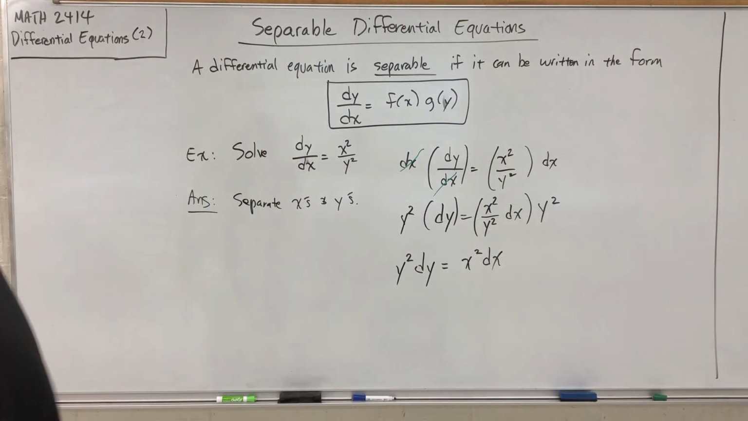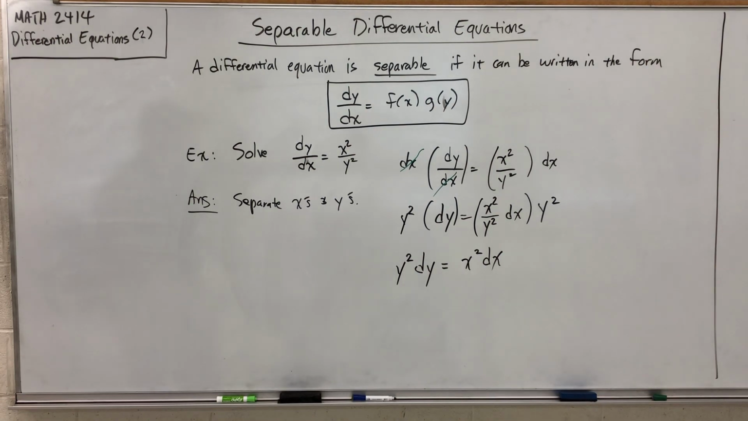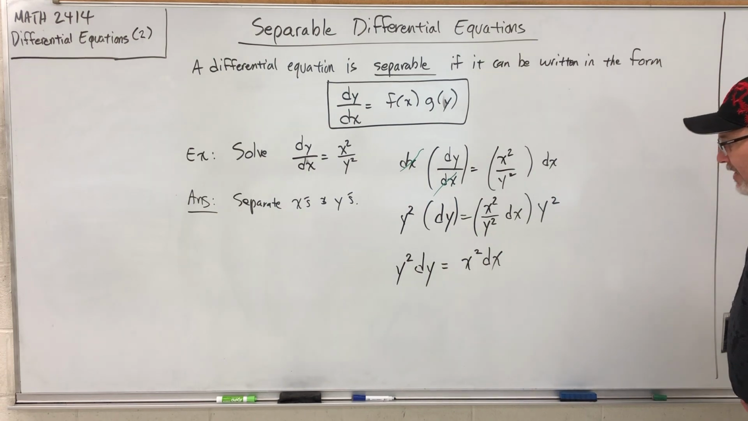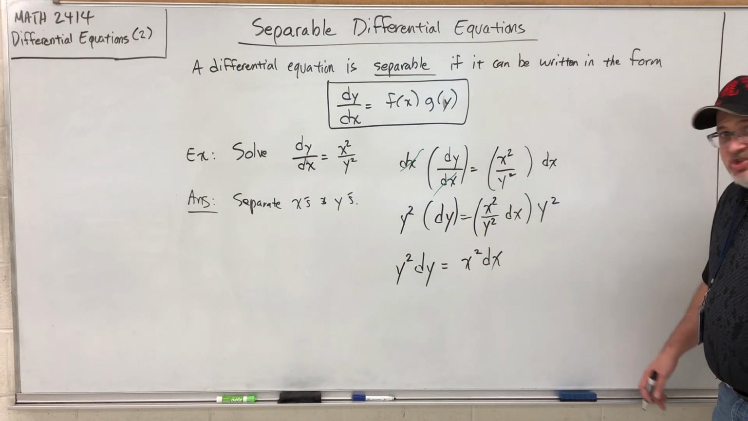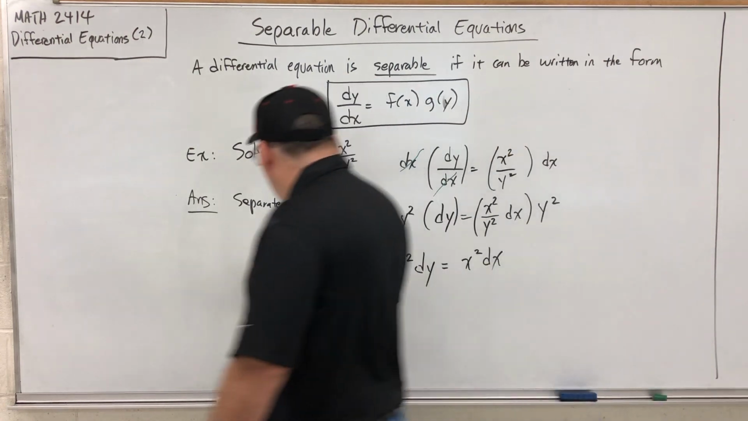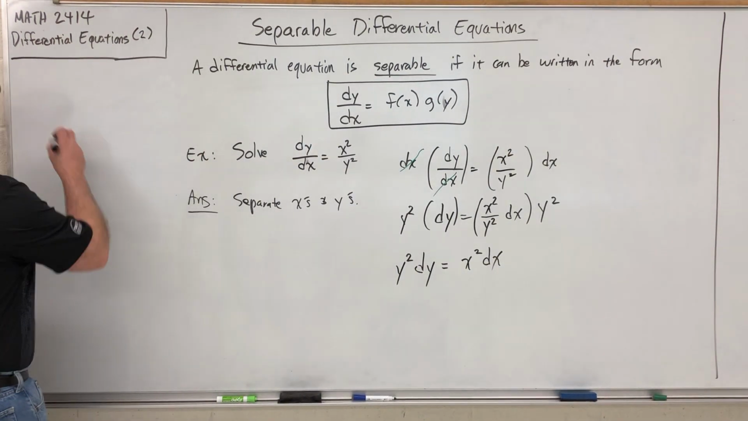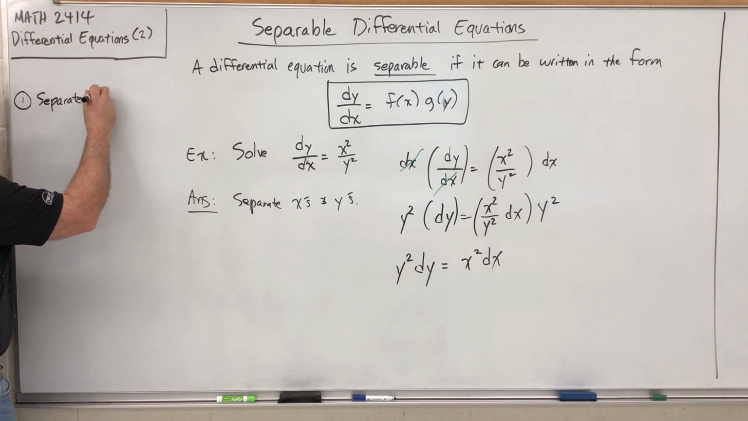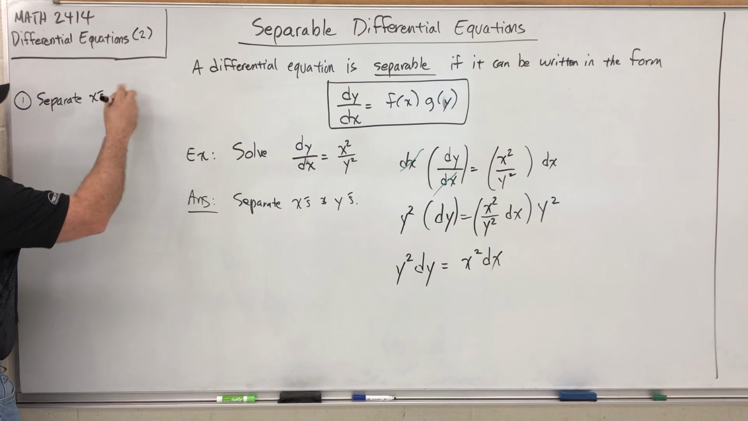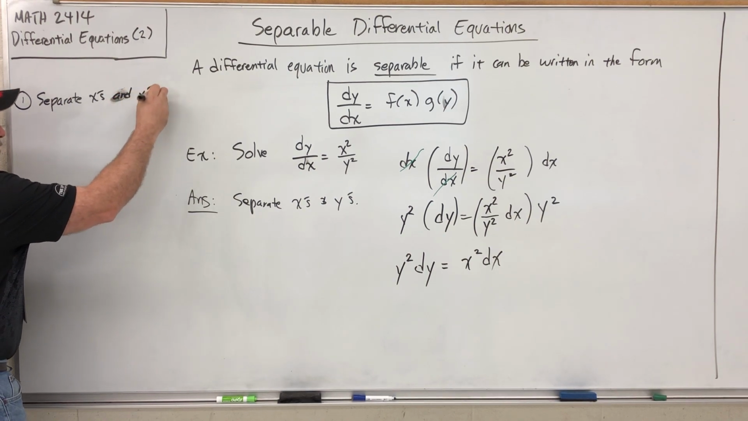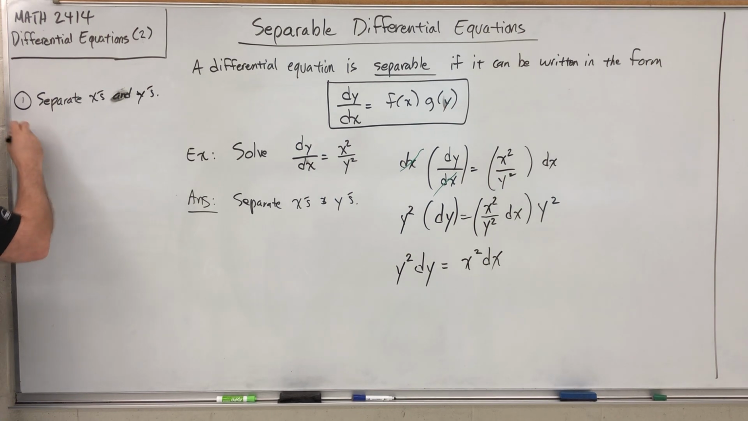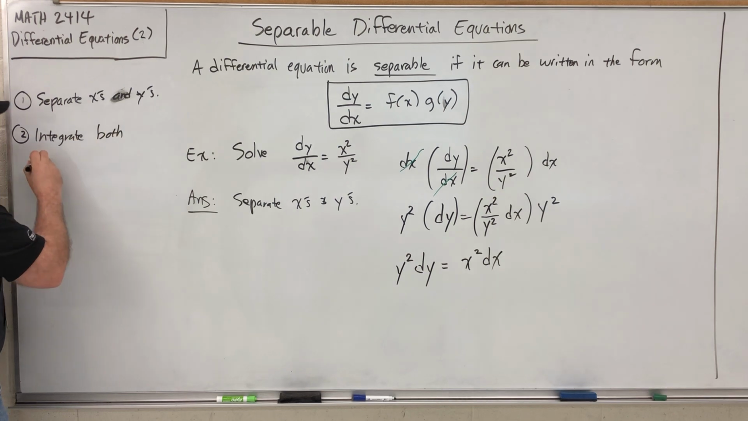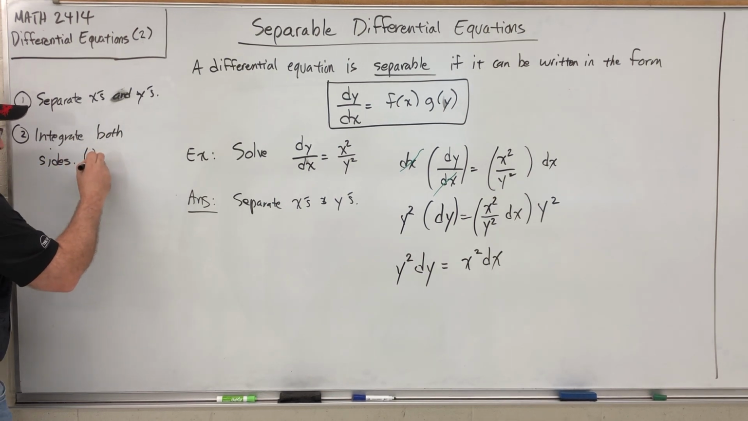All right, so we've separated, but we haven't solved it yet, because to solve it means to find out what y equals as a function of x. So now what do we do? Well, once you've separated, then you just integrate. We should document the steps that we're doing, and I'll document them over here. Number 1, separate x's and y's, meaning all x's on one side, all y's on the other. Number 2, integrate both sides. And don't forget to use plus c.